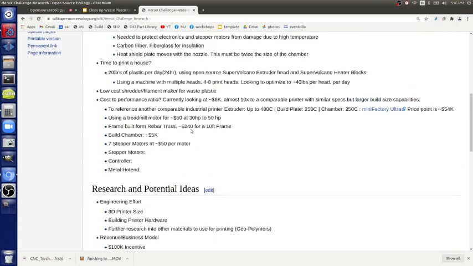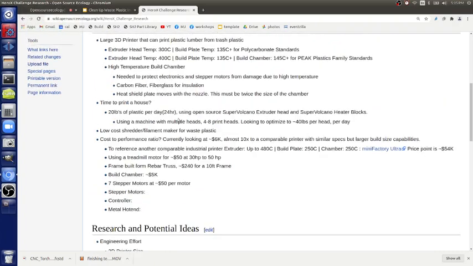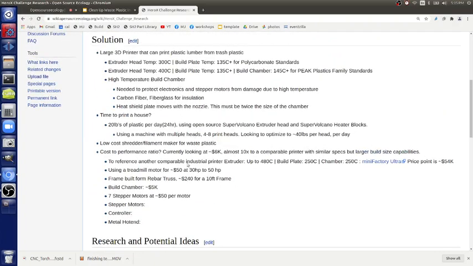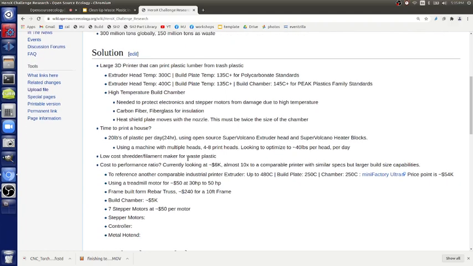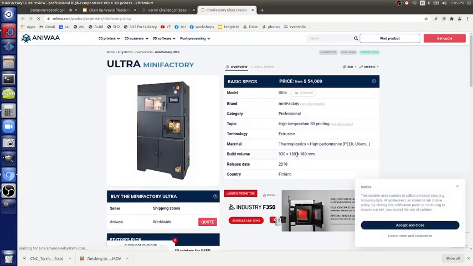The question is, what kind of price are we finding for the competition, small size or large size? So that was the thing. The Mini Factory Ultra is $54,000. I put the specs of it: 480C for the extruder temperature, 250C for the build plate, and 250 for the heated build chamber. So you may actually be able to get 10x if we were able to optimize some of it. That was one of the main conclusions.